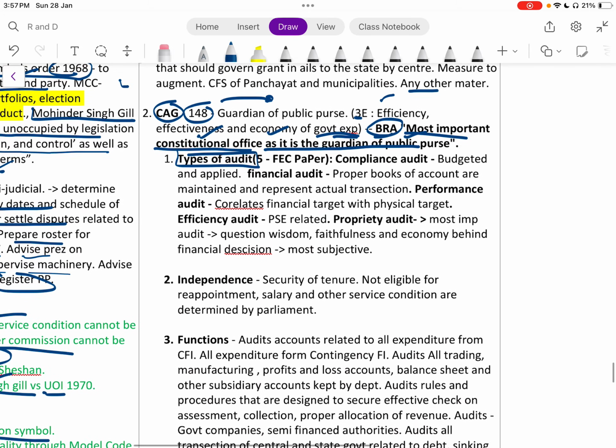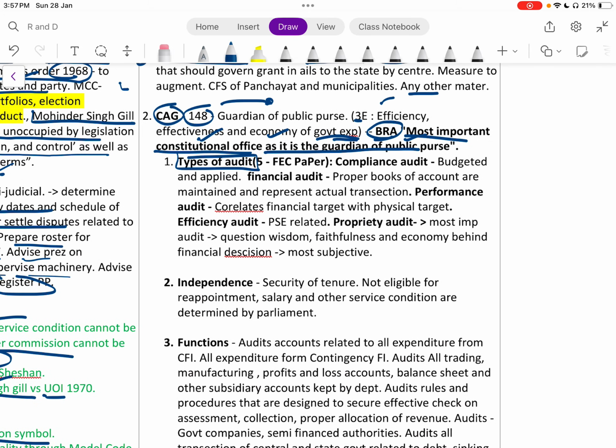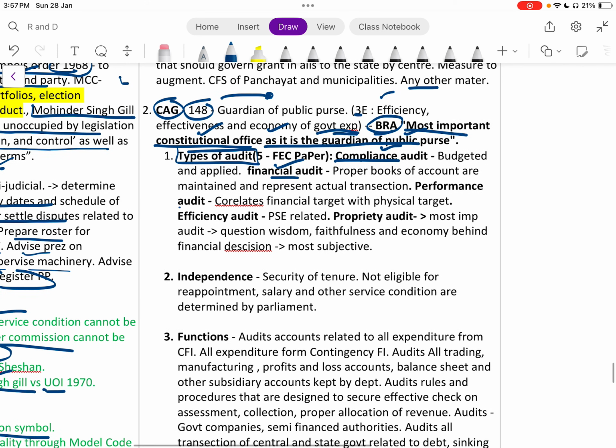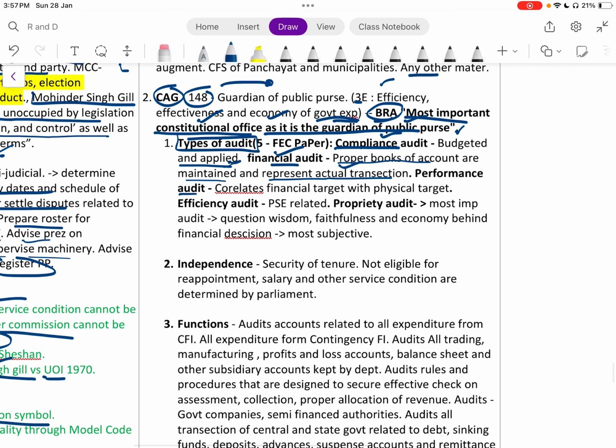Okay, there are three types of audit. The first is the compliance audit, the second is the financial audit, and the third is the performance audit. Let us see. The compliance audit checks what is the budgeted amount and how much is applied. The financial audit checks that proper books of accounts are maintained and represent the actual transactions. The performance audit correlates the financial targets with the physical targets.